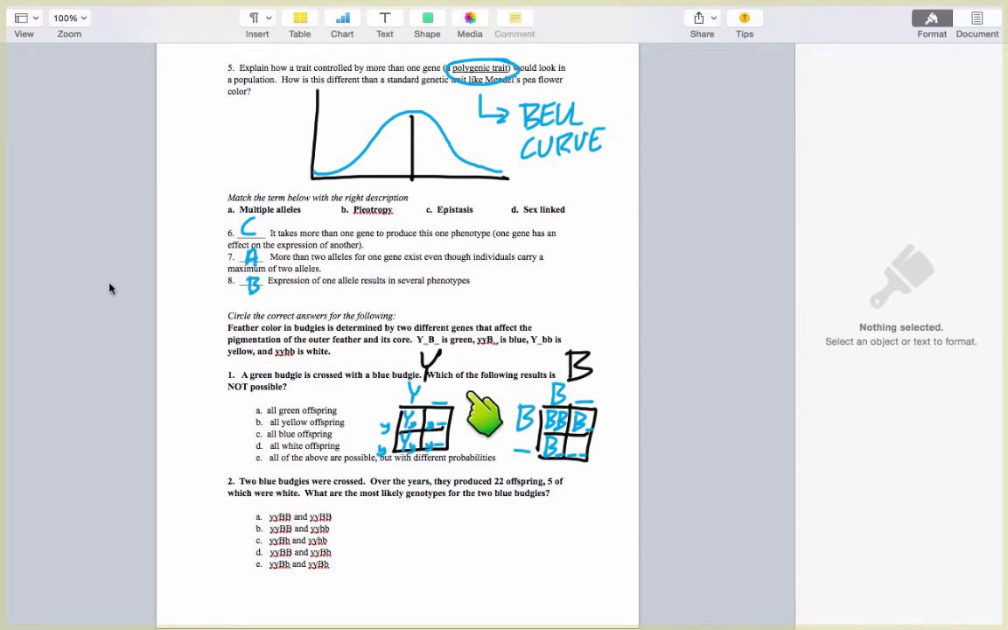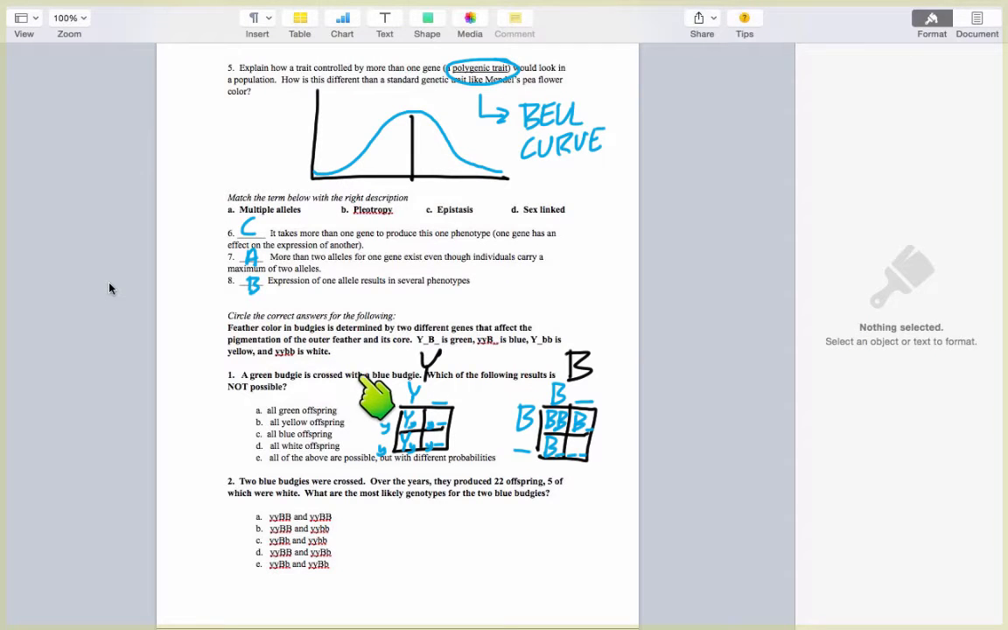So which of the following results are not possible? I crossed a green budgie with a blue budgie. The only one I couldn't get is one that requires me to be homozygous dominant. Do any of these require me to be homozygous dominant? That one doesn't, that's homozygous recessive. And that one doesn't either. So none of these require me to be homozygous dominant. And remember, I could have any combination for the B, so all these B combinations work. So it means I could produce any one of these.